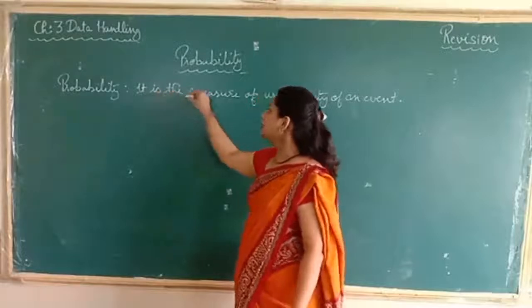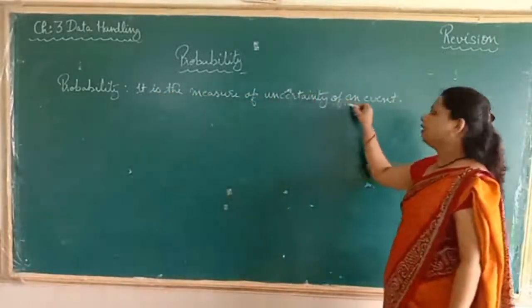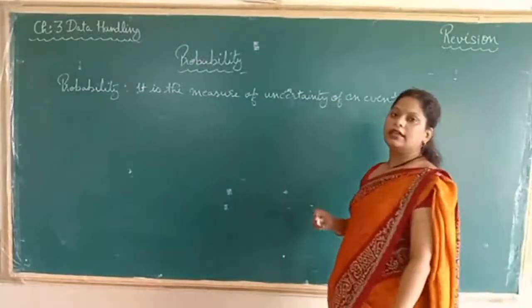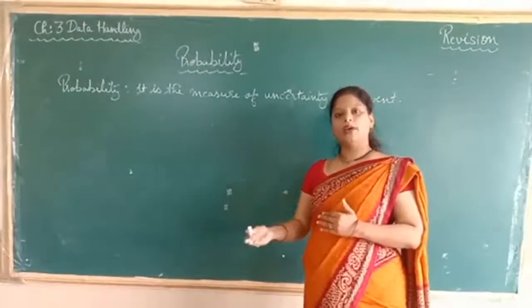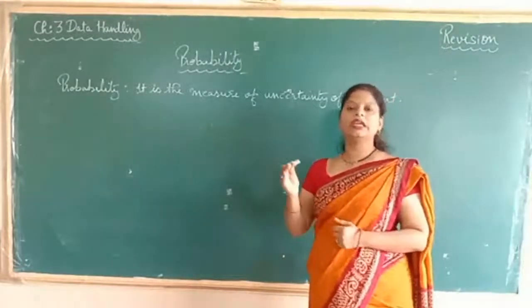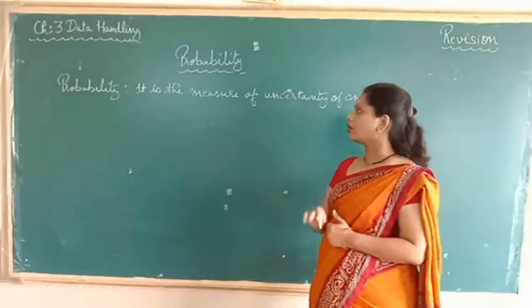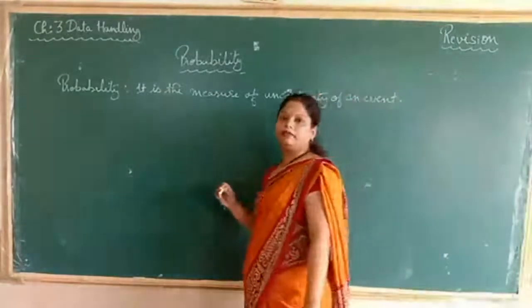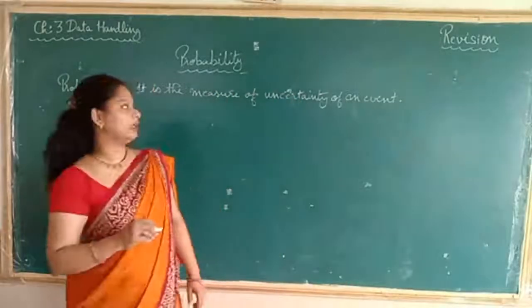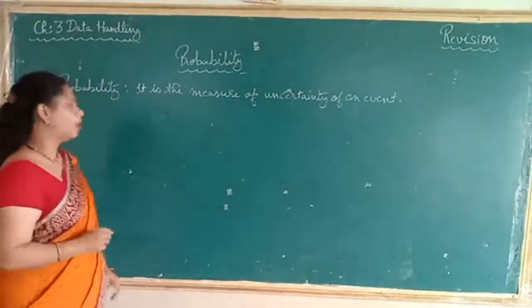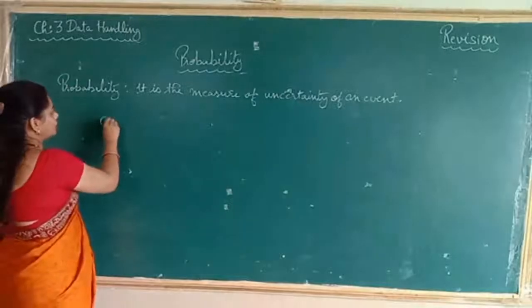Probability is the measure of uncertainty of an event. That means if we are talking about the certainty or uncertainty of whether an event is happening or not happening, then we are talking about probability. So first of all, what are certain events?